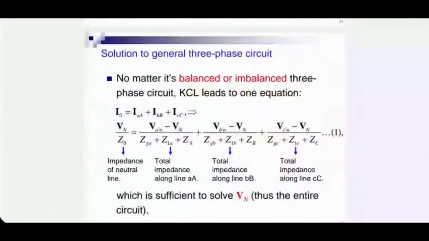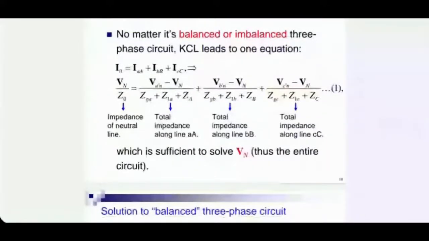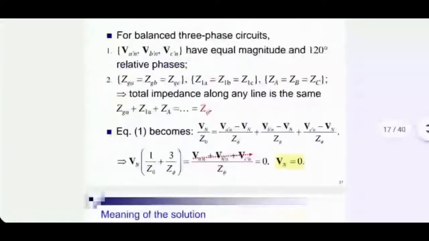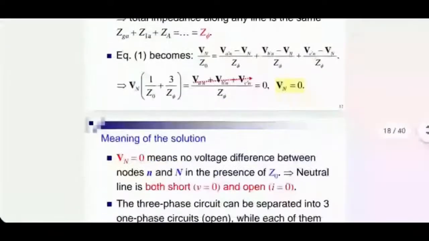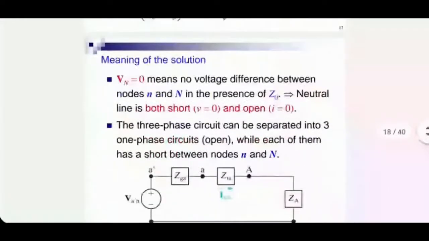We have done this analysis, but if you want, you can always go through it in this PPT as well. The neutral node has zero potential. They have shown it also here somewhere, in a balanced system at least. Vn equal to 0 means no voltage difference between nodes small n and capital N. Small n is on the generator side, capital N is the corresponding node on the load side.